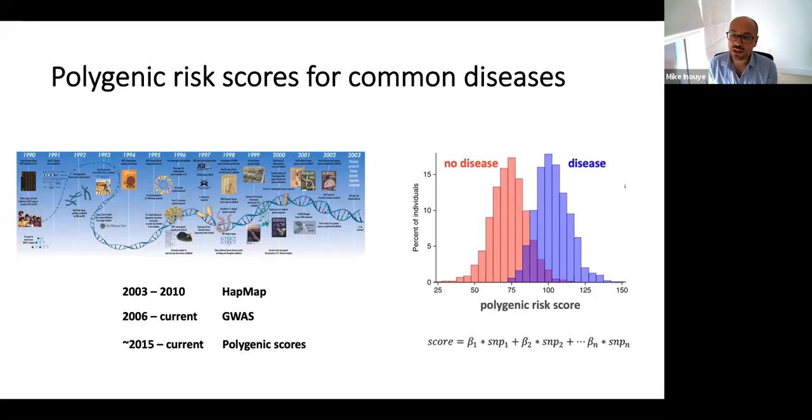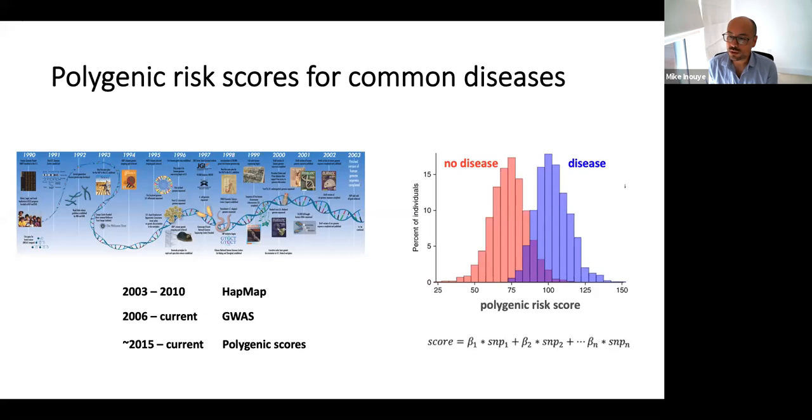So that data, whether it's individual-level genotype and phenotype data or the GWAS summary statistics, has really set the stage to construct these things called polygenic scores.